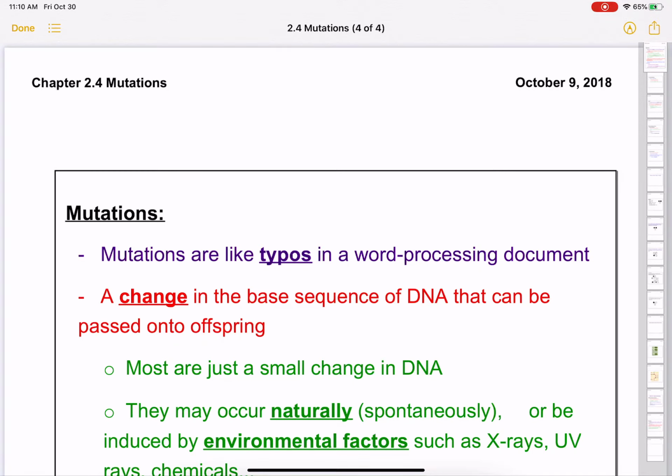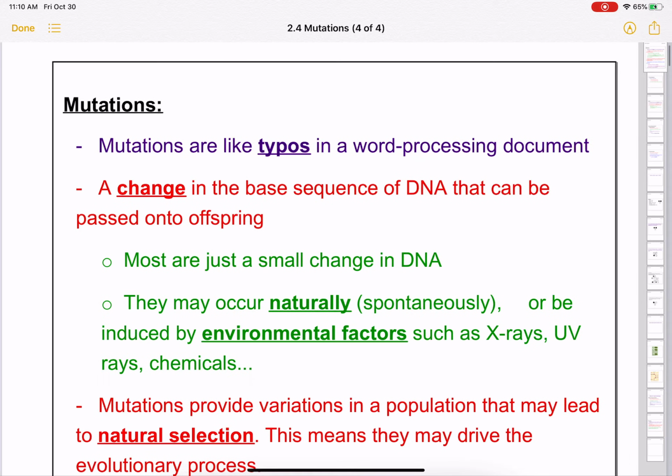All right, this is the last section of chapter 2 in our biology unit for Science 30. This is 2.4, and this will take us a couple parts to get through, but we'll work on the first part right now. So this is all on mutations.